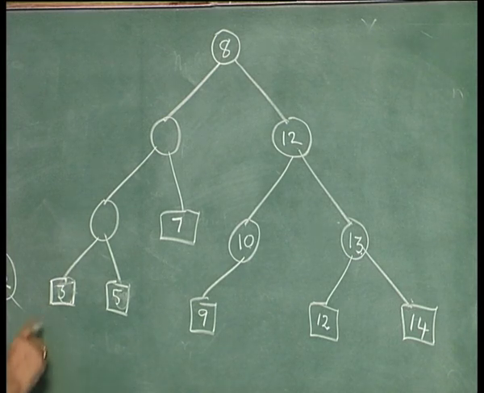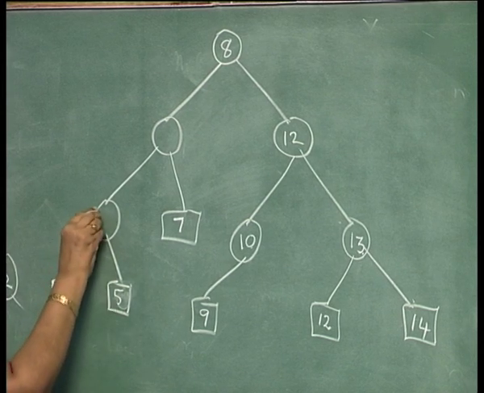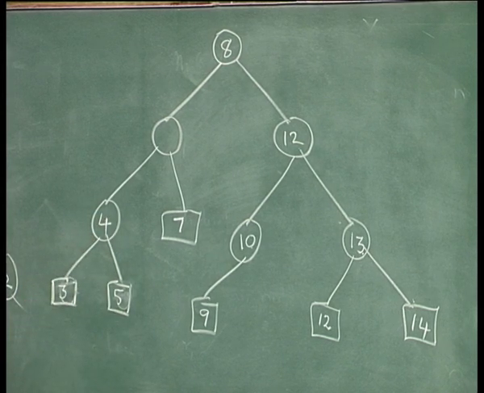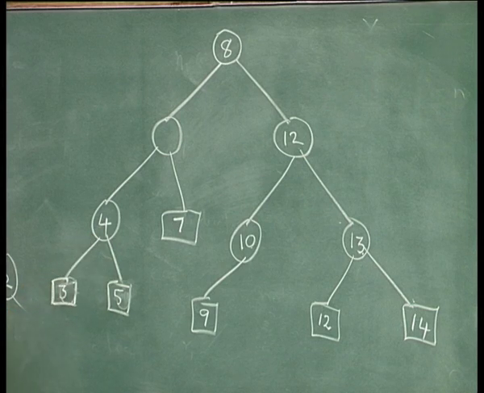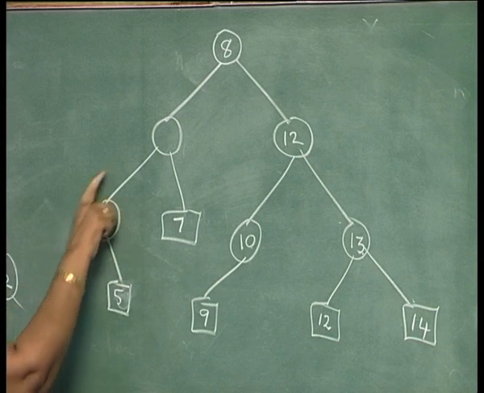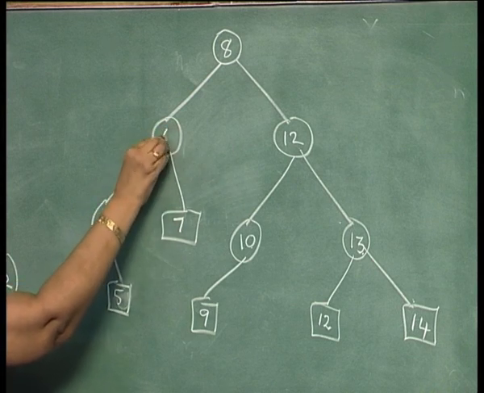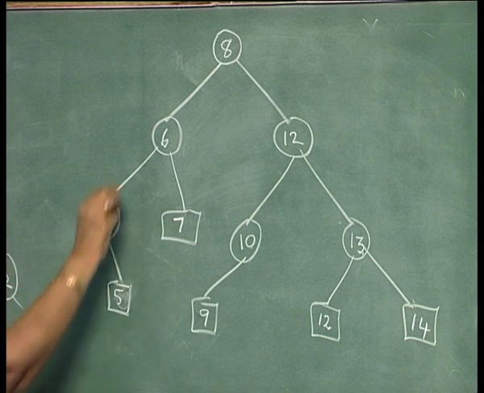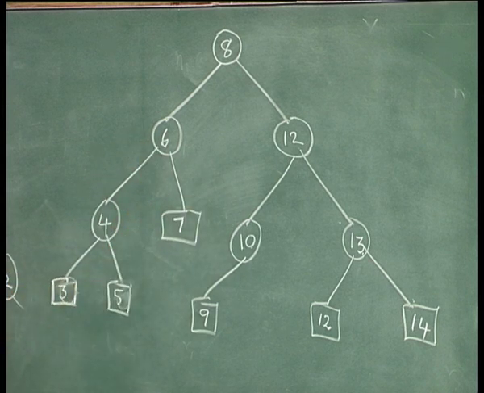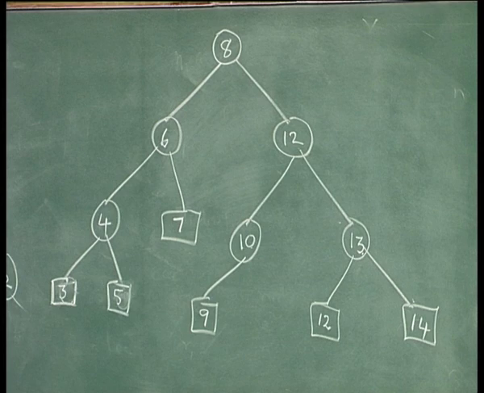And similarly, in this tree, on the left, the values are 3, 4, 5. So, you can have a discriminator 4 here. All values greater than or equal to 4 will go to the right subtree. All values less than 4 go to the left subtree. And here you can have something like 6. So, all values less than 6 go to this subtree. All values greater than or equal to 6 go to the right subtree. But in this case, the values are stored only at the leaves and the internal nodes contain the discriminators.